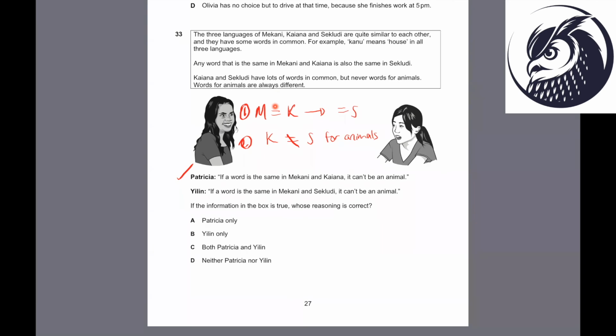Okay? So therefore, we can't actually say Yilin's statement is correct. There's not enough information to conclude that. Therefore, her reasoning is not correct, okay? And so therefore, the best answer option is A.